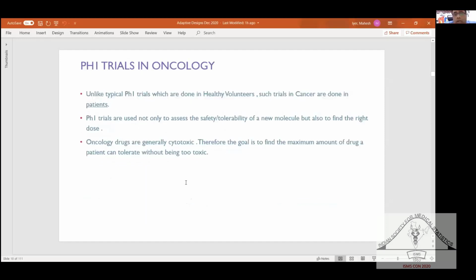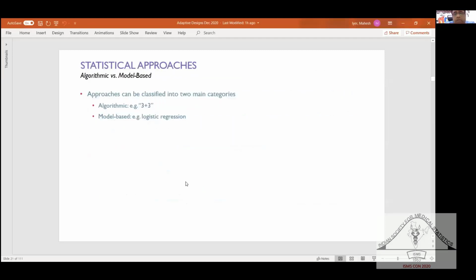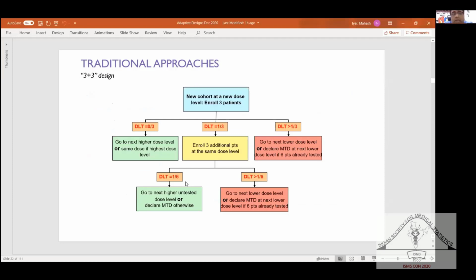So normally the way that we use the designs in phase 1 is we use this algorithmic approach called a 3+3 design. And in this 3+3 design, what happens is that you first enroll patients in a particular dose level. Oh, there is a question. Let me take a look at that.